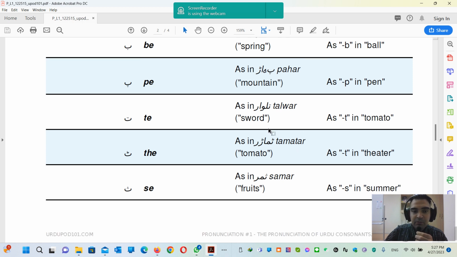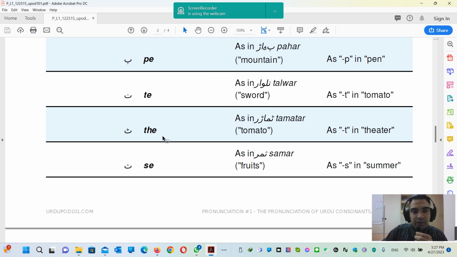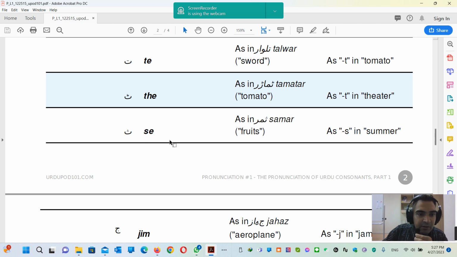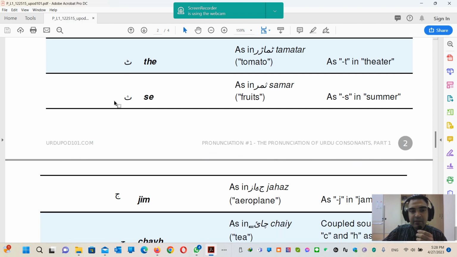In Urdu, if we want to use a word, for example, then we can use the word talwar, as T for tomato. The next letter we want to use is Se. Se, as in samar, which means fruits or things like that. And in English, the exact word that can be used as an example is the word summer. So the letter is Se. The one we just went through is Te, tomato. And then Se, summer. Se is the exact letter.